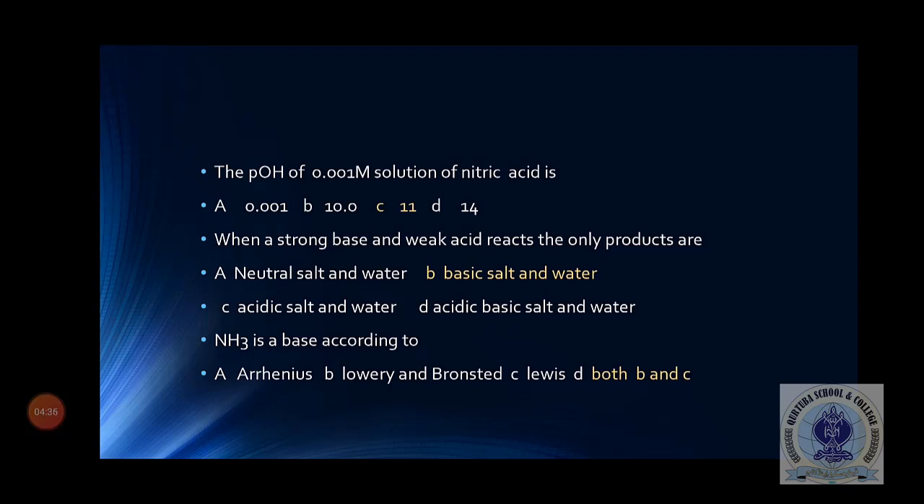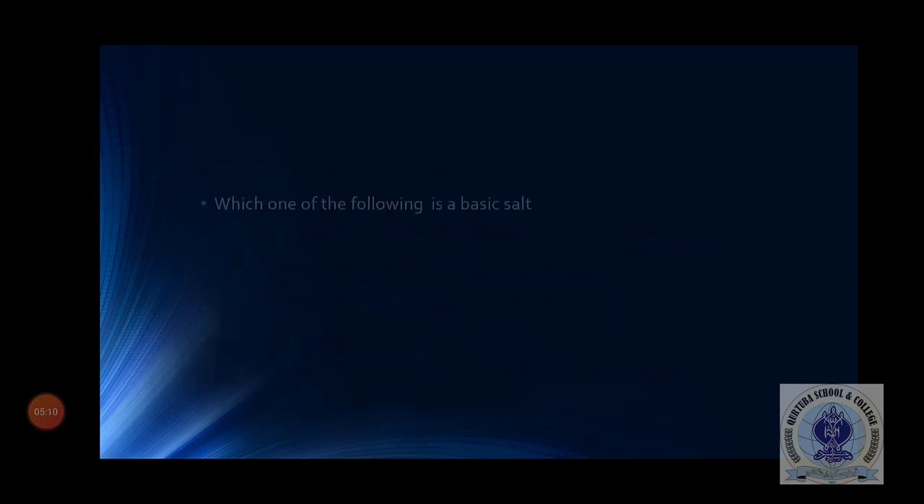So NH3 has a lone pair of electrons, so it can accept a proton. So it's a base according to the Bronsted and Lowry concept. Now according to the Lewis concept, a base is any substance that donates a lone pair of electrons. So here in this case, ammonia donates a lone pair of electrons. So it's a base according to the Lewis concept as well. Therefore, option D, both B and C, is correct.